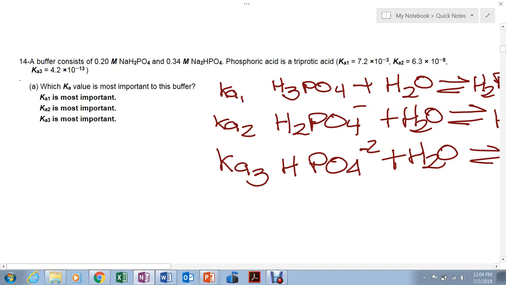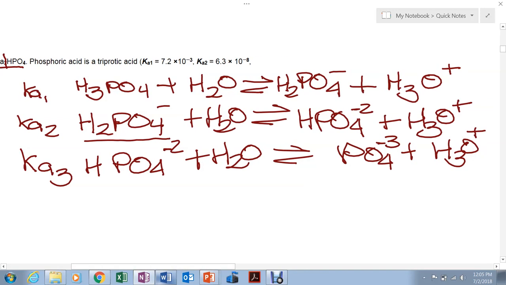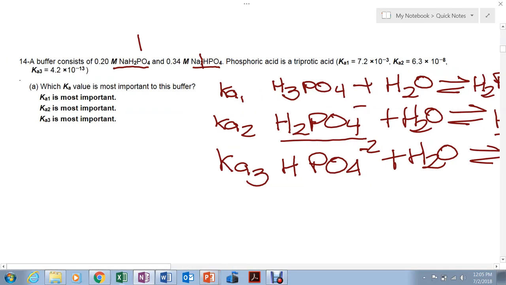So now we get and say, okay, what are the values they're giving me? They're giving me these two. If you look at this, this is the HPO4 negative 2. But which one is this? This one. So what is going to be the most important? They're giving me this one, and look at the other one they're giving me, HPO4. So the most important again is the 2. Coincidence, but it's the way it works. Most important is the 2.